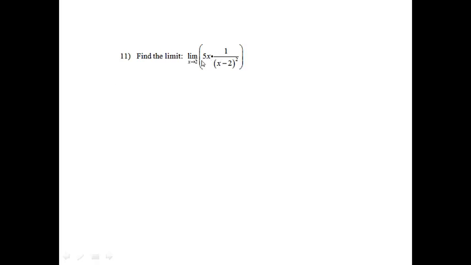Since there's a times sign there, I can take the limits separately. I can find the limit as x approaches 2 of 5x, and then multiply that by the answer I get for the limit as x approaches 2 of 1 over (x minus 2) squared. So I'm going to treat each of them separately. In the first one, I'm going to start out by trying direct substitution, so I'm just going to plug in 2 there, and I'll get 5 times 2, so the limit for that part will be 10.